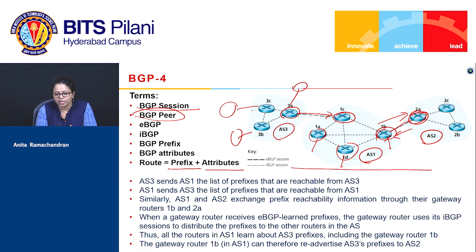They are not connected to 3A directly, right? So all routers in this manner learn about the prefixes that are reachable through AS3 in AS1, and all routers in AS1 learn about the prefixes that are reachable through AS2. So this is how the entire information spreads across the network. So these are the terms that are used: BGP session, BGP peer, eBGP, iBGP, BGP prefix, attributes, and a route.